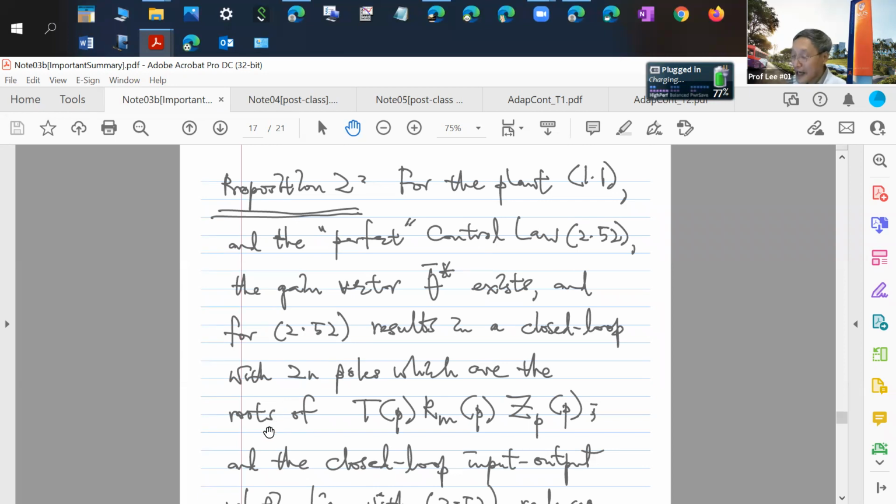The 2n poles are now at TP, R, ZP. Okay, you can double check. TP is of order n. Rm is of order n minus m. This is of order m. n minus m plus m is exactly n. So these are where the 2n poles are.